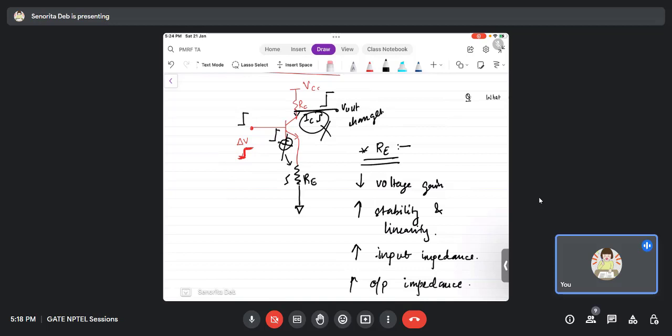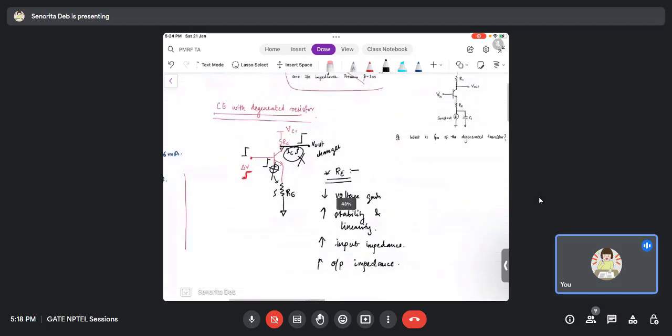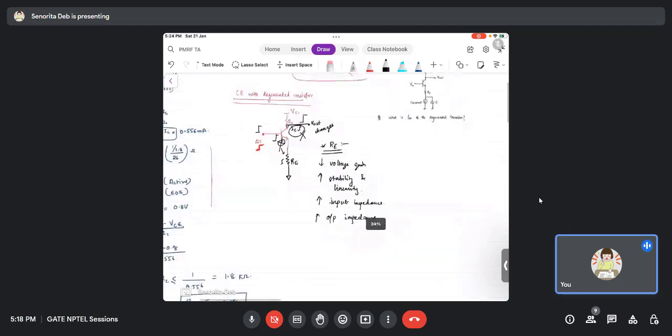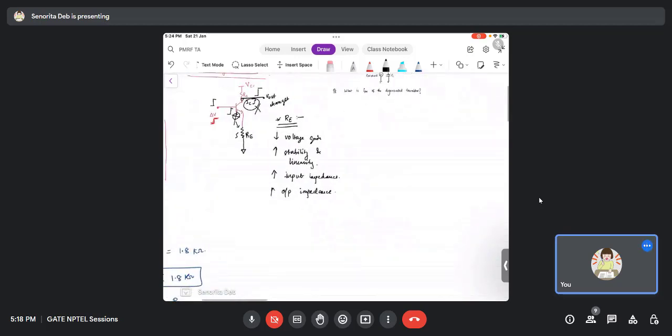Increases input impedance, increases output impedance. So please write these points. I am giving you 1 minute, and then we will start with the small signal model. Or let me just make the model, and till then you can simply write it down.